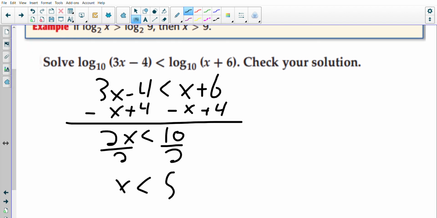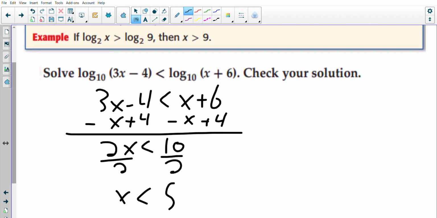So x will have to be less than 5, but now keep in mind that for this one, x cannot be less than or equal to negative 6. So it must be greater. That still works, because all the way down to negative 5.9, you still get a positive number.